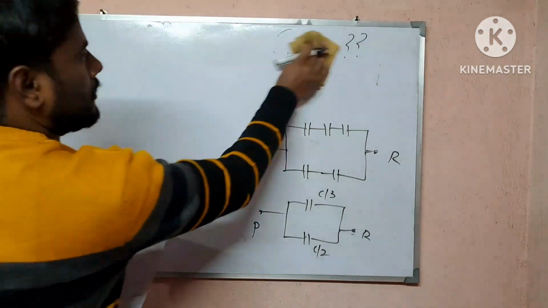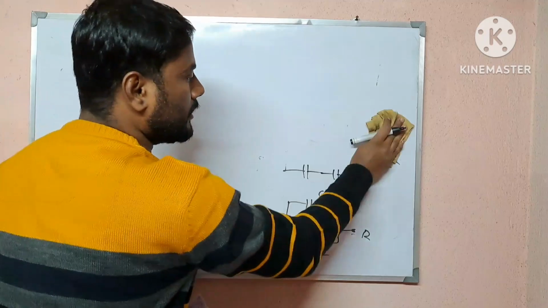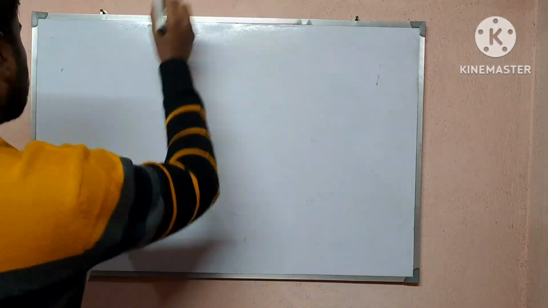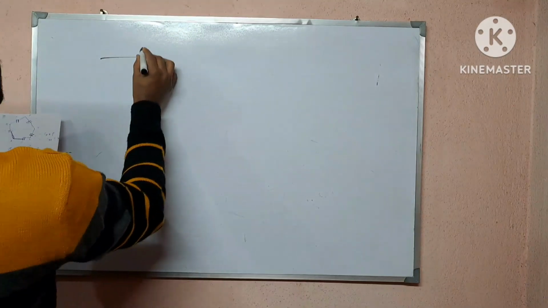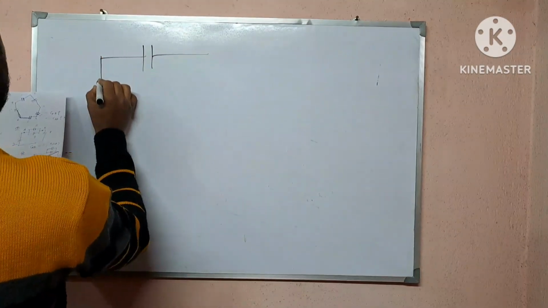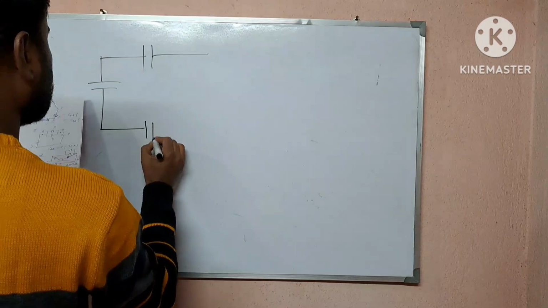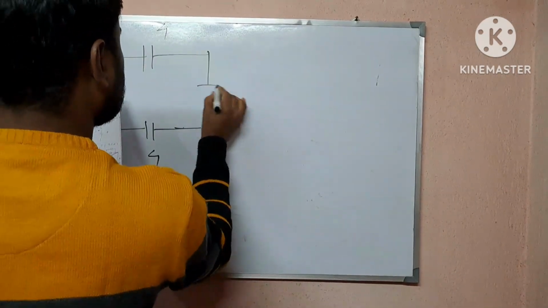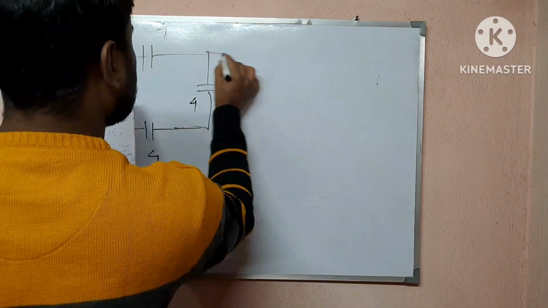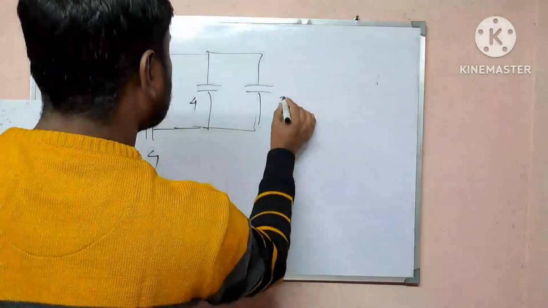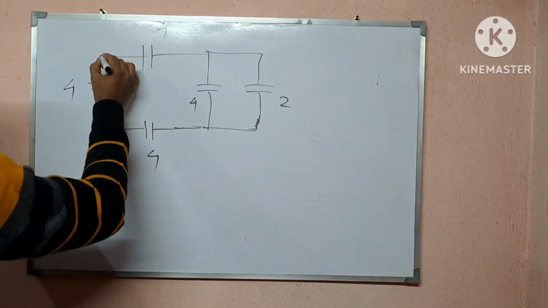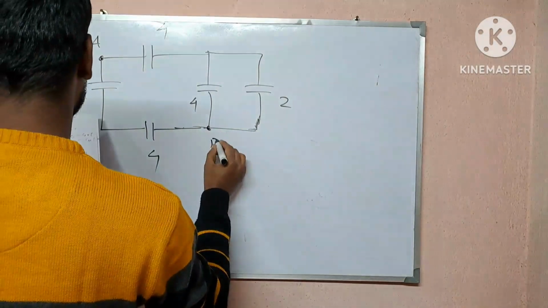Now calculate this value and comment what is the answer. And third one, let's solve the third one. This is a capacitor. All those values are 4 microfarad, 4 microfarad, 4 microfarad. That one is also 4 and that one is 2. So the question is, you have to find the equivalent capacitance between this point A and this point B.